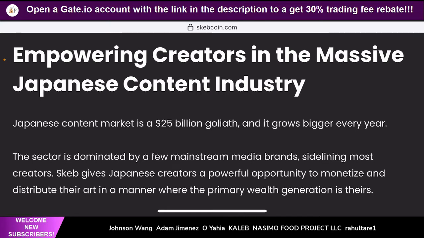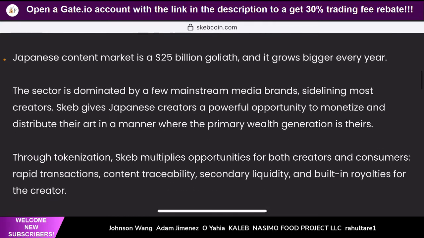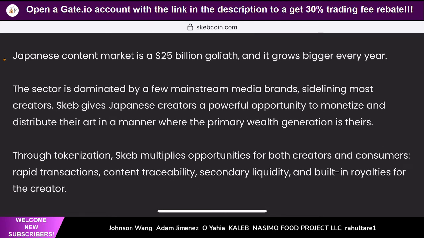So it's considered one of the premium quality contributions that Japan has for this world. So this is clearly a statement that SKEB is also going to be a digital version of what Japan has mastered for years that they're offering to the world, right? So the Japanese content market is a $25 billion Goliath, and it grows bigger every year.